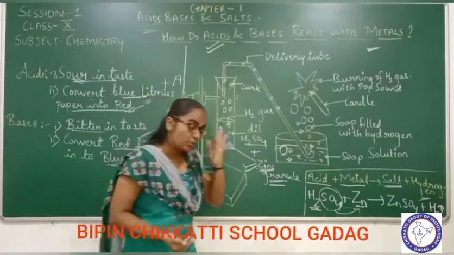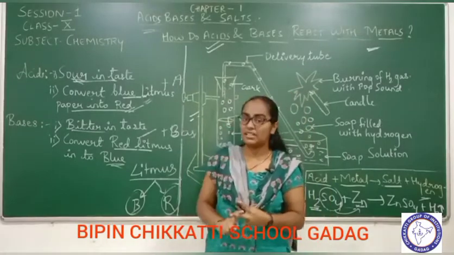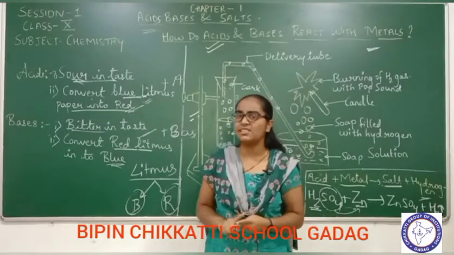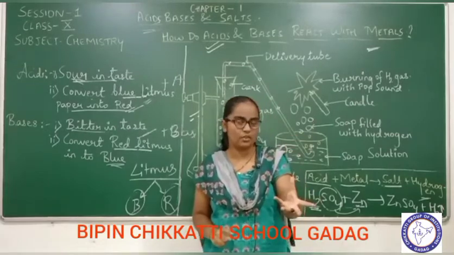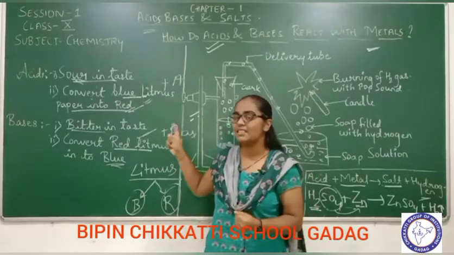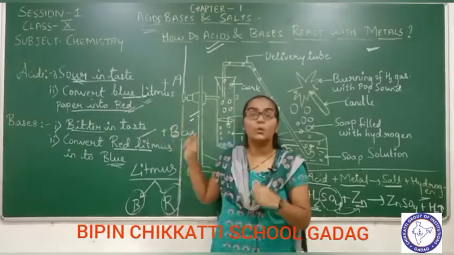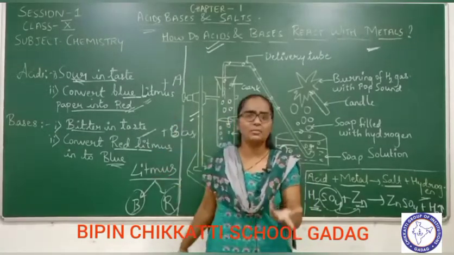So what we studied over here, students, is acids and bases. Now what are acids and bases? Acids and bases are two important components which are present naturally in your foodstuff also. The physical appearance test for acid is that it is sour in taste, whereas base is bitter in taste, right? Then we did the litmus paper test also.